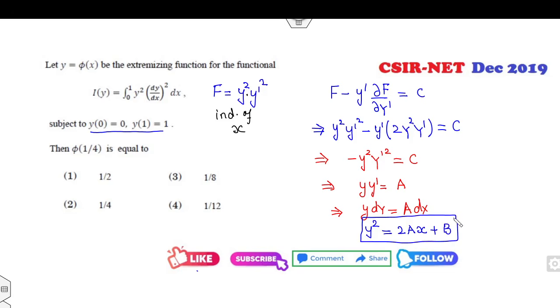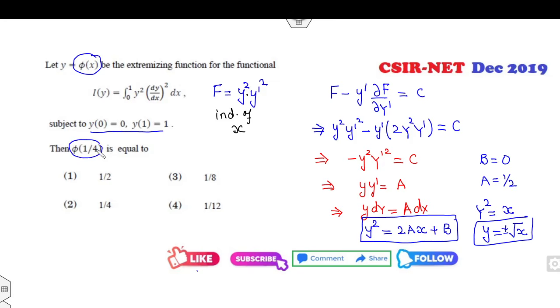Fine. Clear? Then apply the initial condition. y of 0 is 0, that means b is 0. y of 1 is equal to 1, that means a is equal to half. So your solution will be y squared is equal to x, so y will be plus or minus root x. Fine. Now y is equal to my phi x and your target is to find the value of 1 by 4. So the answer will be 1 by 4 of root. A is my right answer of this problem.